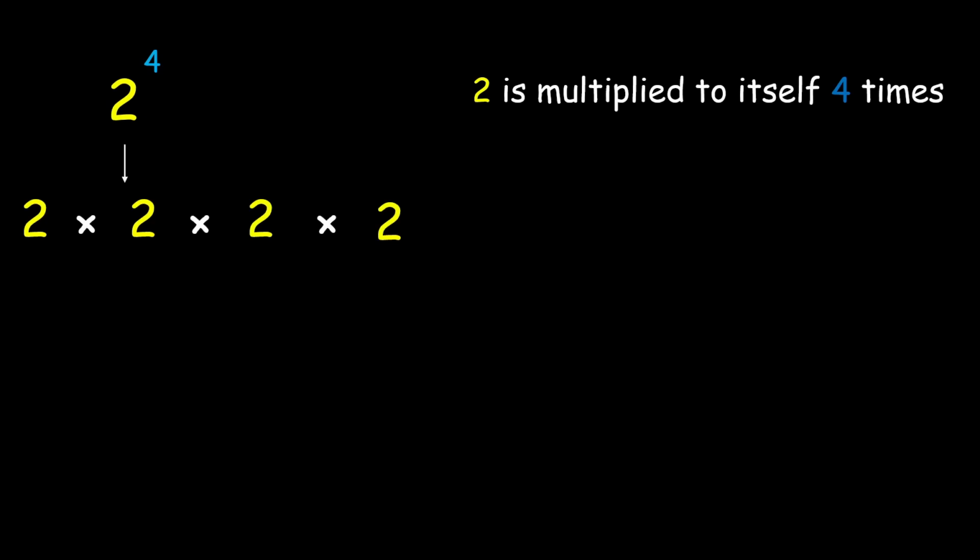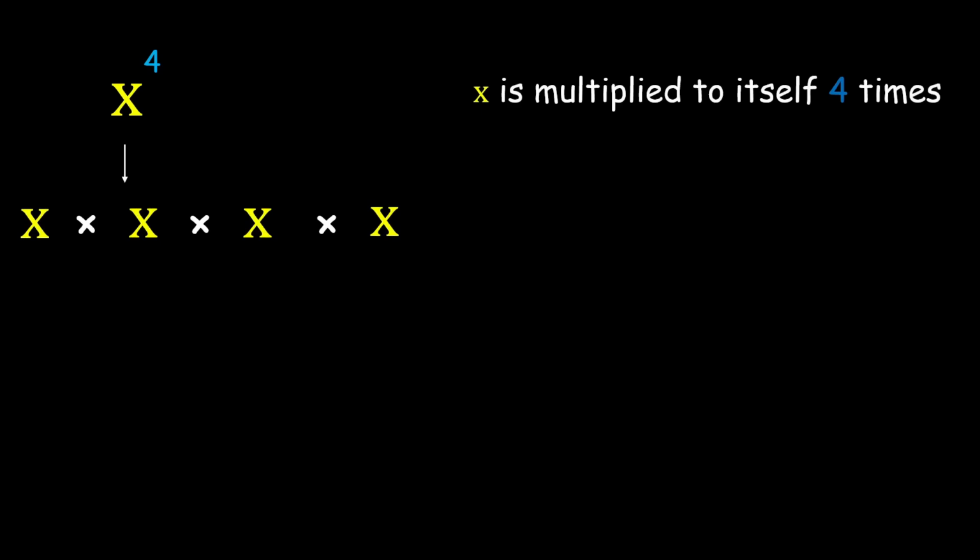Now, over here, this 2 is a constant. All the numbers 2, 5, 7, 8, 11, they are all constants. What if I replace this constant with a variable, for example, x? So, now x raised to power 4 would also mean the same thing, that is x into x into x into x. That means x is multiplied to itself 4 times.